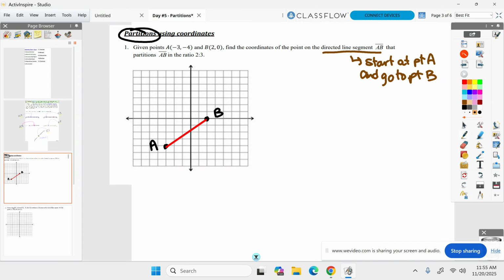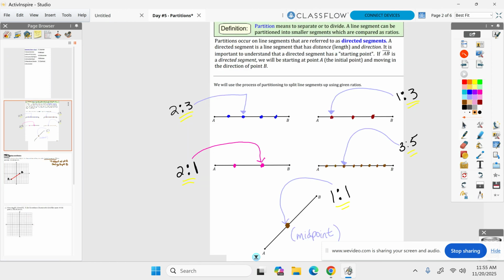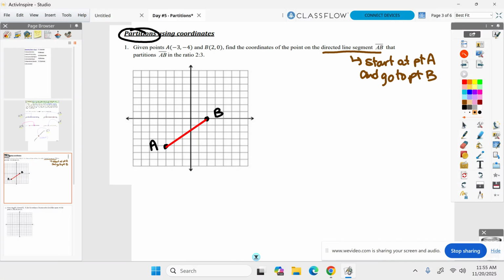And some of you are like, why does it matter? Remember this old 3 to 5? If I went from B to A, that's a totally different point you're pointing to. So the directed tells you what order to go in. And look, in this class, we're only going to go from A to B. I'm not going to try to trick you and go from B to A. But that's why that's there. So when you see the phrase directed line segment AB, we start at A and go towards B.